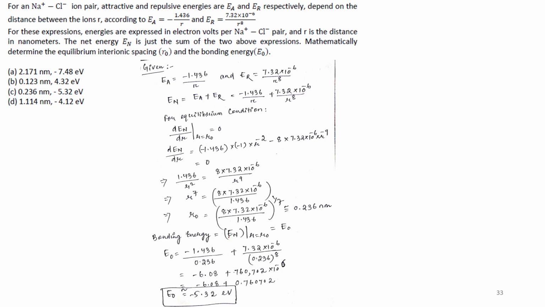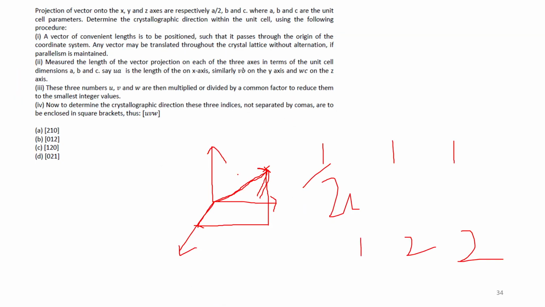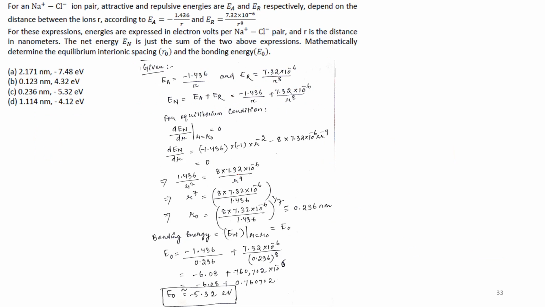And now for the bonding energy, what will it be? You have to substitute this R value. Bonding energy means, when R is equal to R0 at the equilibrium condition, what will be the total energy? That will be the bonding energy. So substitute R equal to R0 in the net energy formula we calculated, then you will get the answer. The energy will be minus 5.32 electron volt. Please go through this problem and note it down.